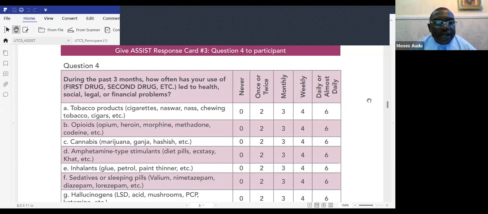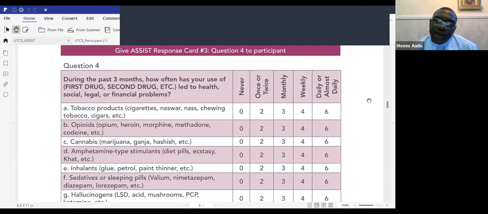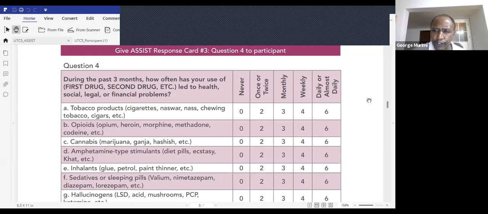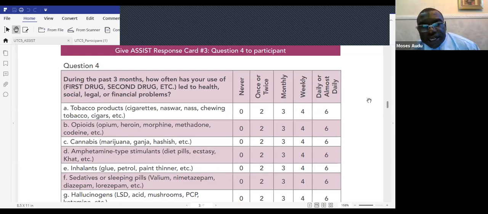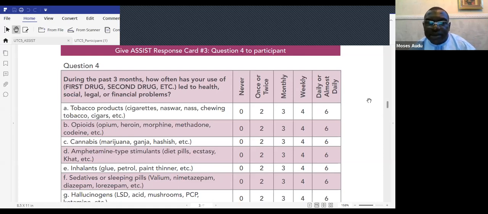What about problems with cannabis with regard to your health, social, legal, or financial problems in the past 3 months? Yes, occasionally the police have had to search me, and I've had a bit of issues with the police. Occasionally. Is it something like once or twice in the past 3 months? Once or twice, yes. Not monthly? No. Okay, so once or twice in the past 3 months. Awesome.